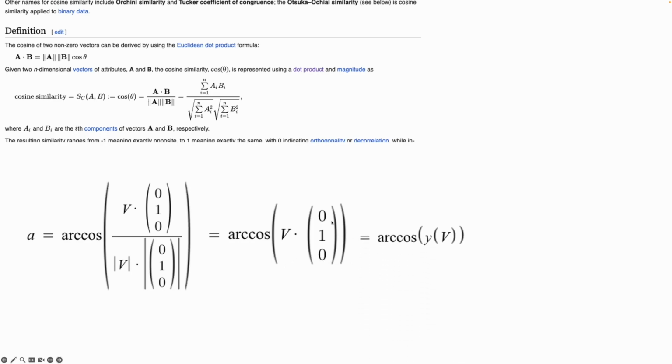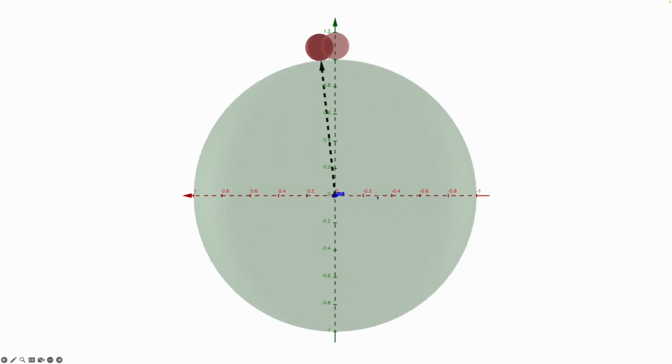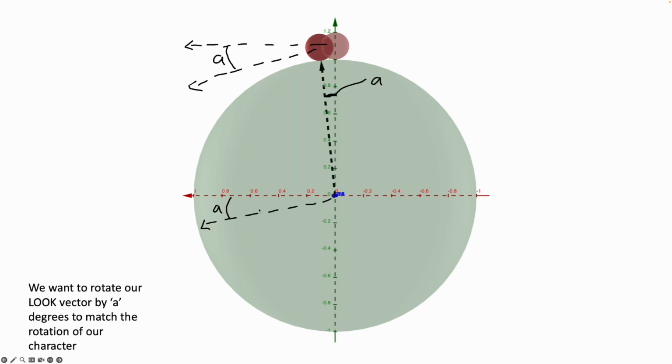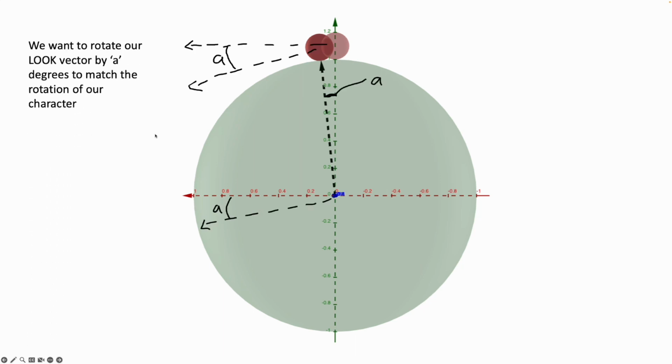And now, since we're multiplying by 0, 1, 0, its x and z components are being multiplied by 0, so all we need is the y component of v in our arc cos to find a. Now let's look from the right side of our model. And our angle we'll find is called a. That's what we need to rotate our current look vector, or this red one, by. So we want to rotate our look vector by a degrees to match the rotation of our character.